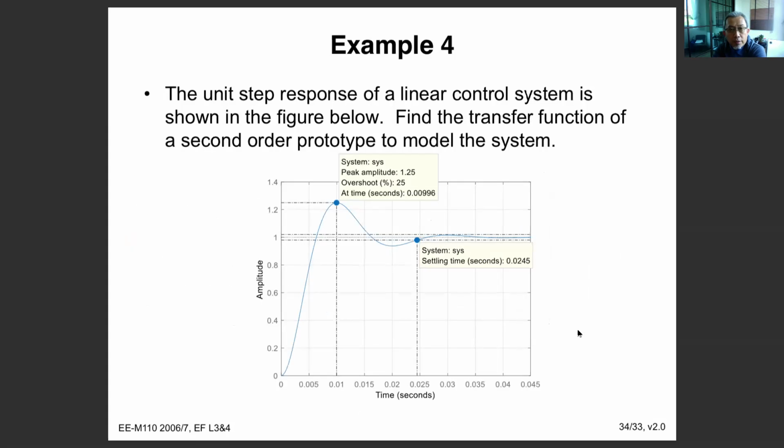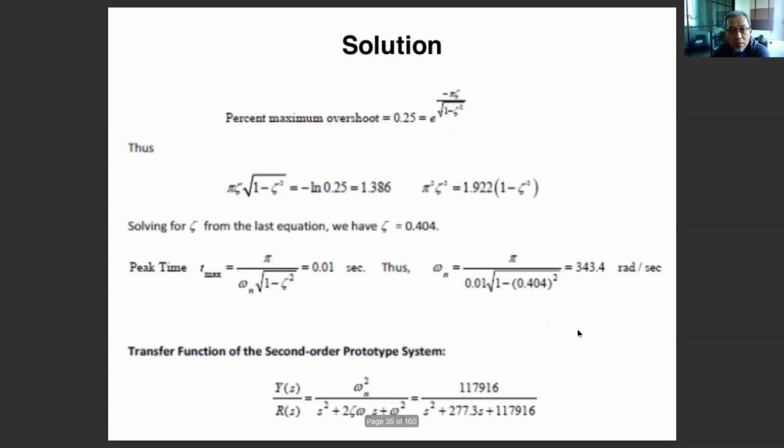So this one is another example. You are given peak amplitude C maximum 1.25, overshoot 25%. The peak time is 9.96 milliseconds, so 0.0096. Then the settling time is 0.0245. So with the solution of it, you will get more or less the same as before, 117916, which is the second order system.